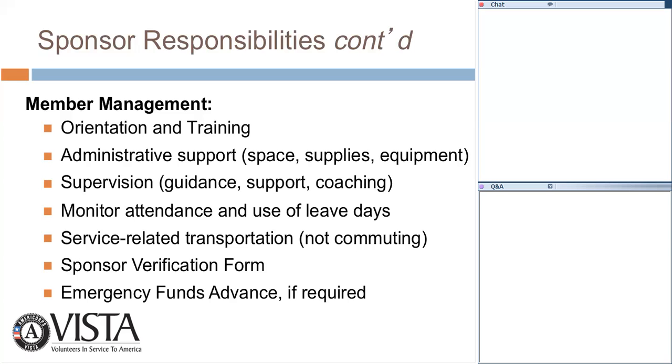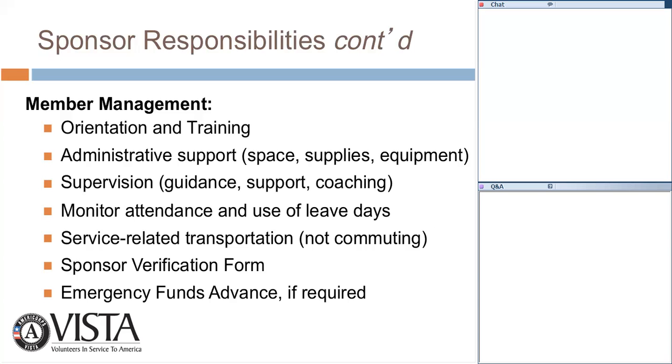As sponsors, you're also responsible for supervision, monitoring attendance and use of leave days for your VISTA members, service-related transportation, another report that's submitted bi-weekly, which is a sponsor verification form, and emergency funds advance if required. And so just to give you a little more detail about each of these items, at your sponsor orientation or supervisor orientation that you'll be attending in a couple of weeks, they will talk to you about supervision and how to best manage your VISTA members.